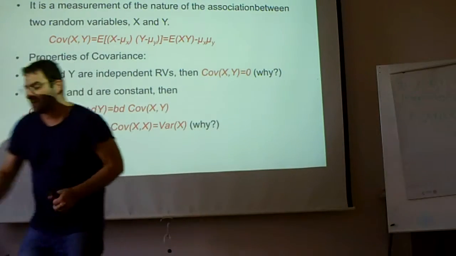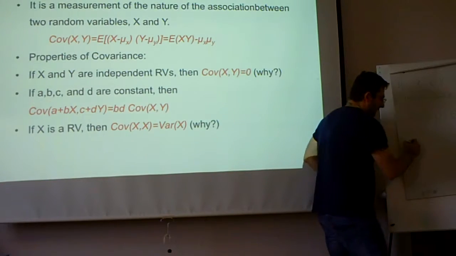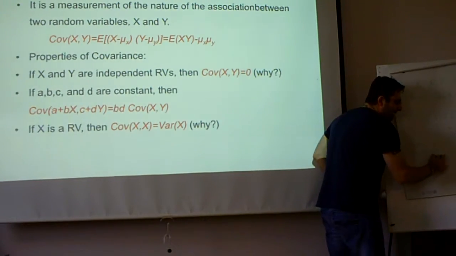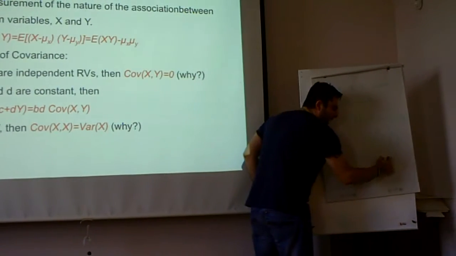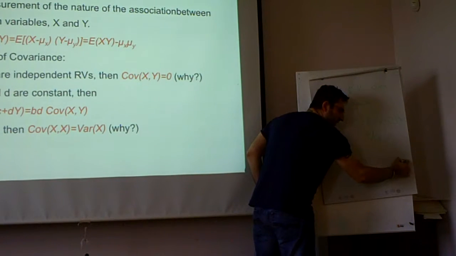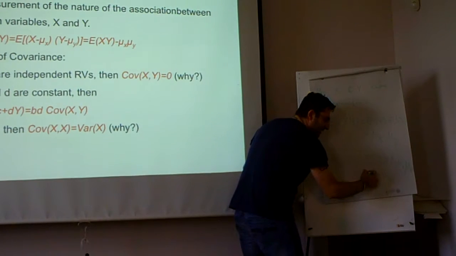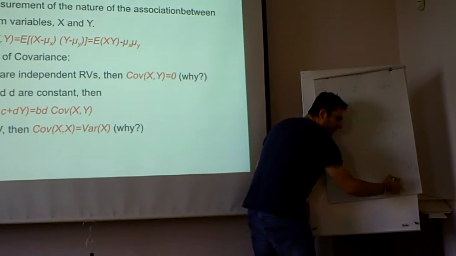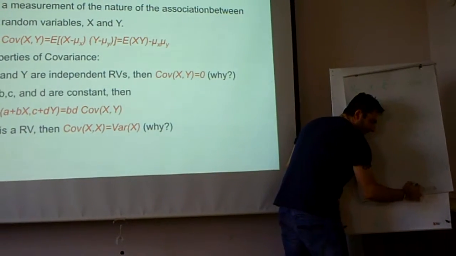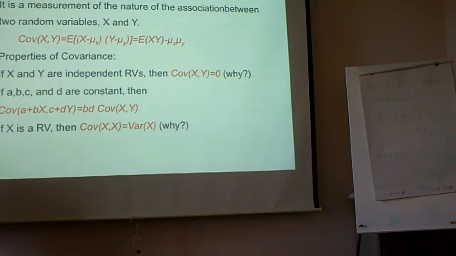And if we calculate the covariance of a random variable by itself, it will result in a variance. And the proof, again, you don't need to know the proof, but it is pretty simple. Covariance of x and x is the expected value of the first one multiplied by the second one minus mu of the first one multiplied by mu of the second one, which is expected value of x squared minus mu x squared, which is the definition of variance of x.